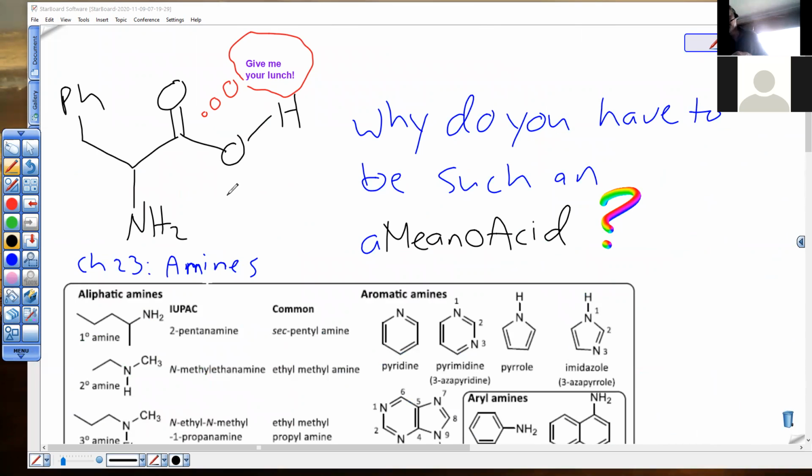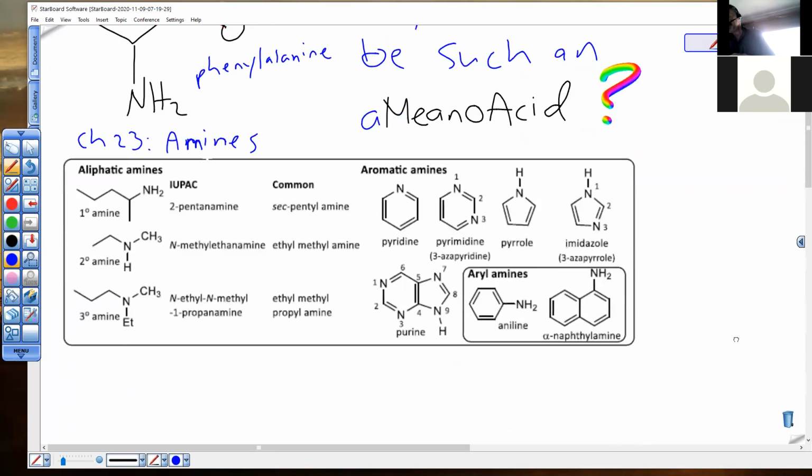I have to confess, I stole this joke from the internet. Former student sent it to me one day. Here is a molecule that's got an amine and a carboxylic acid. It's called phenylalanine, one of the 20 amino acids. And it's copying some attitude here. It's asking some other molecule to give its lunch. And then somebody's asking, why do you have to be such an amino acid? Oh, it's lame, I know. Amine acid. Okay.